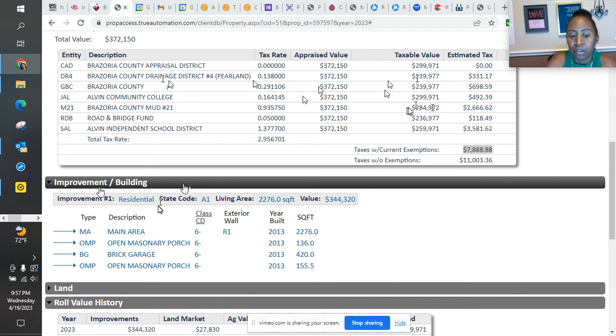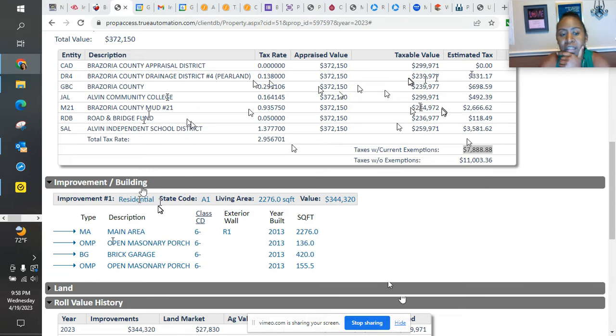The reason for that is each entity decides or votes on the amount of exemption, or the actual monetary value of the exemptions, that they're going to give for each type of exemption. So with the homestead, the drainage district and the county give larger discounts than the community college and the MUD and the school district. So you'll notice that the drainage district, the county, and the road and bridge fund give a larger discount. So the taxable value is lower with them versus the MUD and the school district.